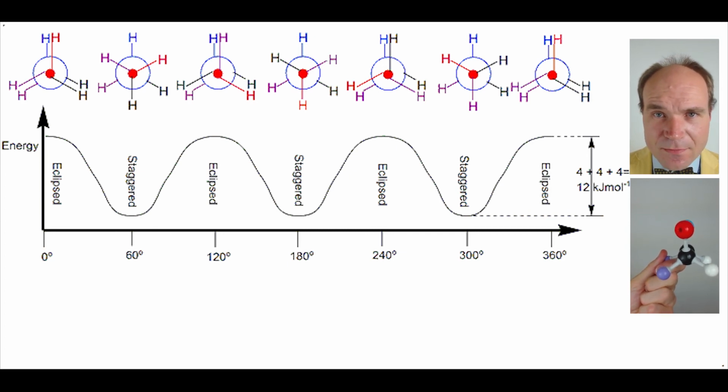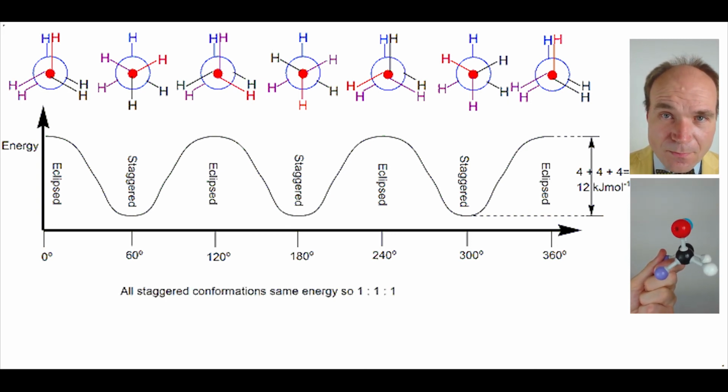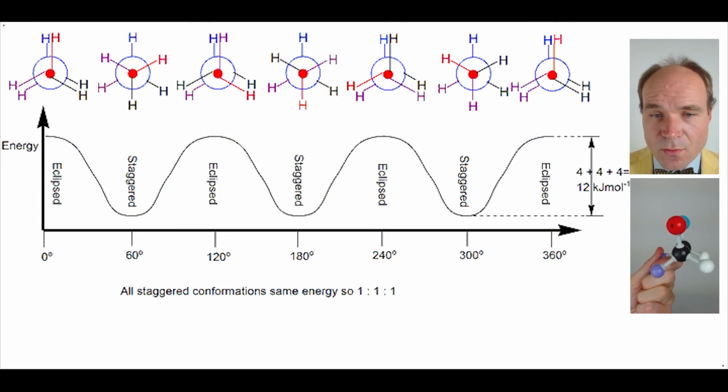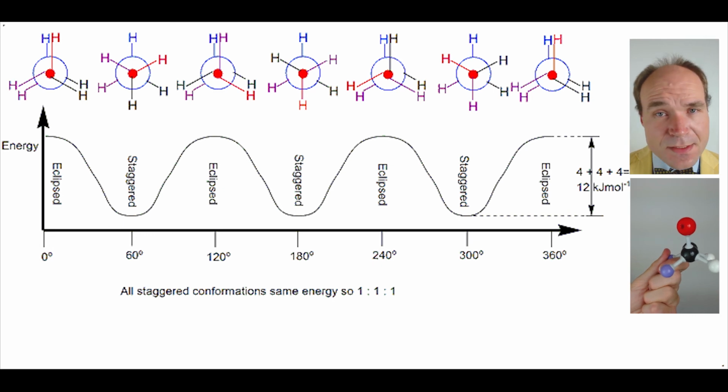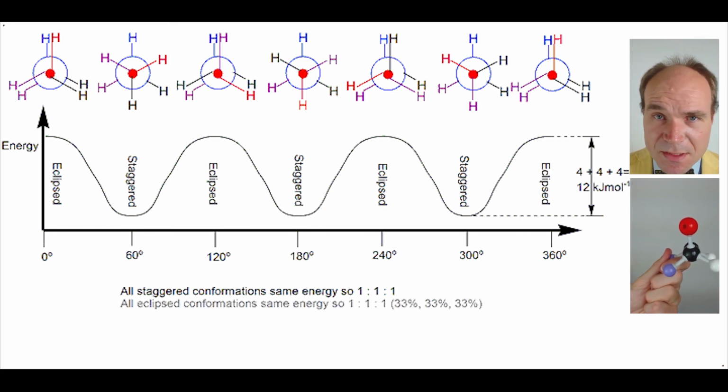Because each staggered form is the same energy, we would expect the populations to be similar. Each staggered form should be of a ratio 1 to 1 to 1, whether it's at 60 degrees, 180 degrees, or 300 degrees in total. The same is true for the eclipsed forms. It doesn't matter because they are of the same energy, so we should expect the same number in their population. They're of a ratio of 1 to 1 to 1 yet again.